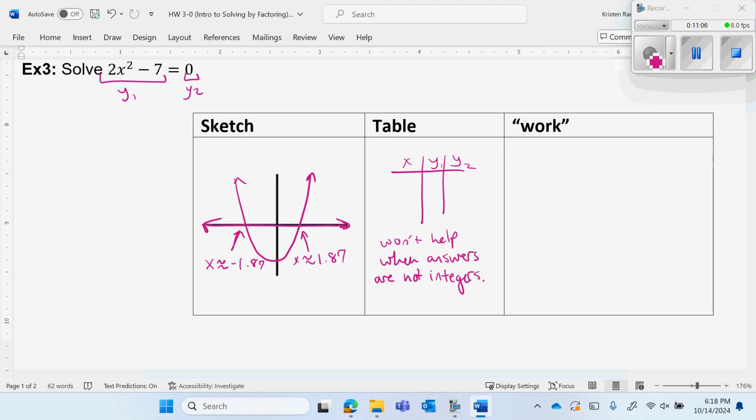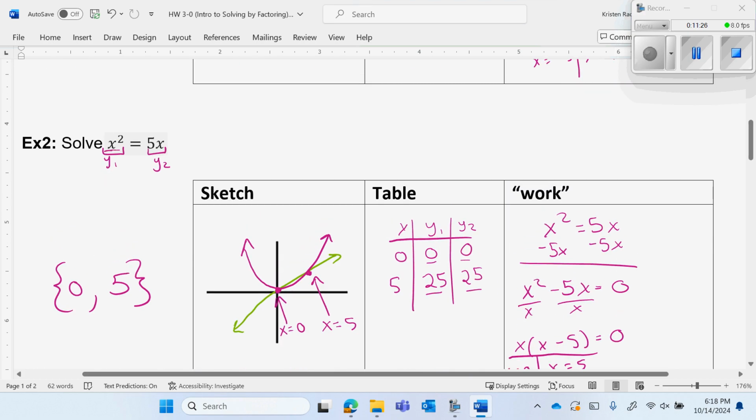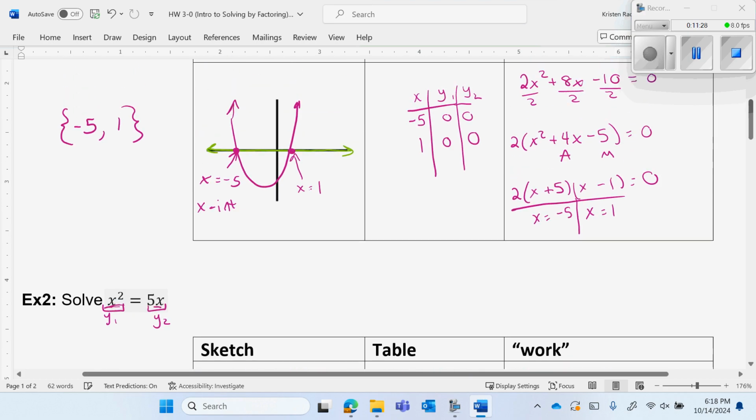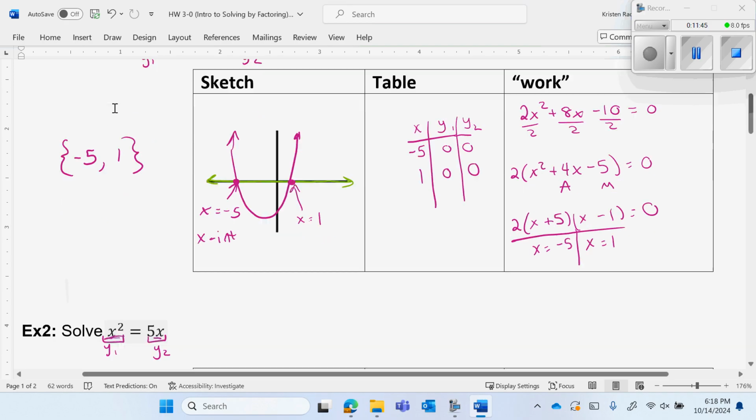How do we do it? We have 2x squared minus 7 equals 0. And the problem with this one is that there's no GCF. We can't factor it. So what do we do when we can't factor? Well, this problem is a little bit different than the others. If you notice, the other ones have 2 variables. When you have more than one term with a variable, like you have x squared and x to the first, you need to set it equal to 0, factor, and solve.